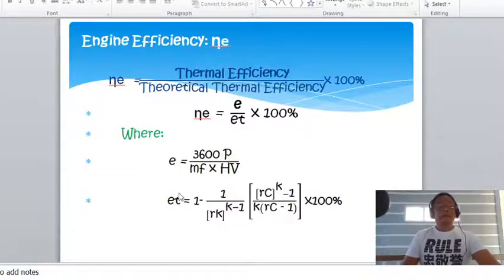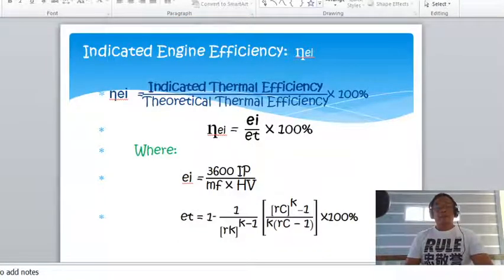Or simply, the theoretical cycle efficiency is defined as 1 minus 1 over Rk raised to K minus 1, multiplied by the factor Rc raised to K minus 1 all over K times Rc minus 1, where Rk, of course, is the compression ratio and Rc is the cut-off ratio of the engine.